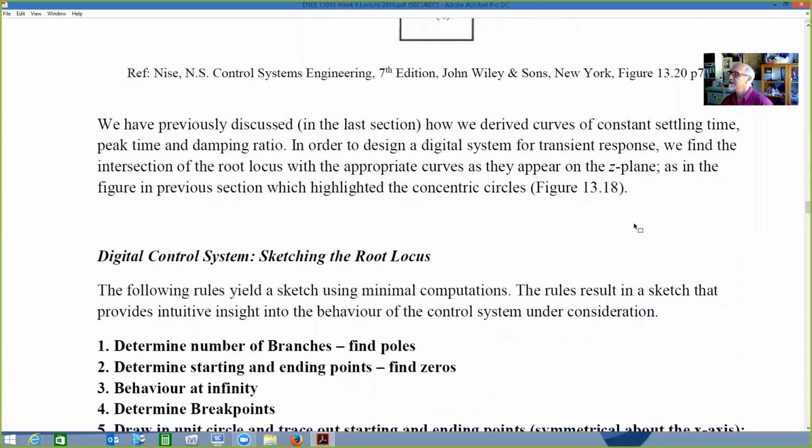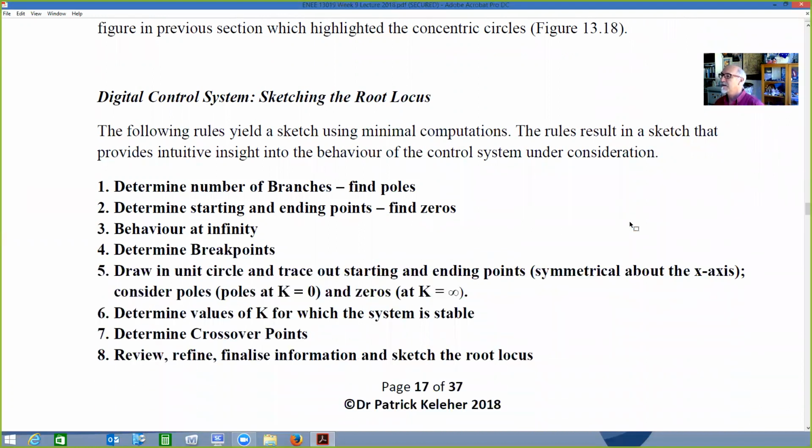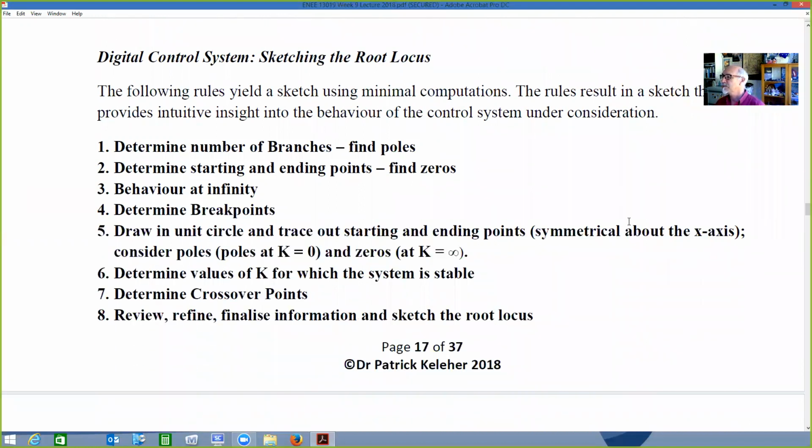So we previously discussed in the last section how we derive curves of constant settling time, peak time, and damping ratio. In order to design a digital system for transient response, we find the intersection of the root locus with the appropriate curves as they appear on the Z plane, as in the figure in the previous section, which highlighted the concentric circles. All right, so for digital control systems, when you're sketching the root locus, the following rules yield a sketch using the minimum computation.